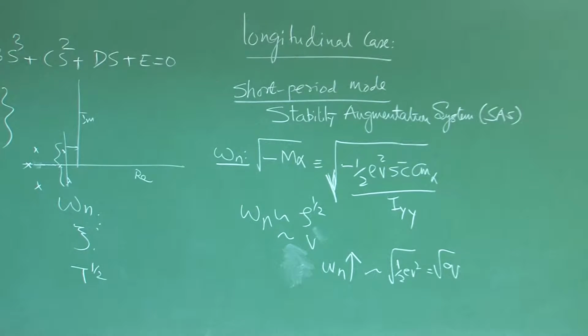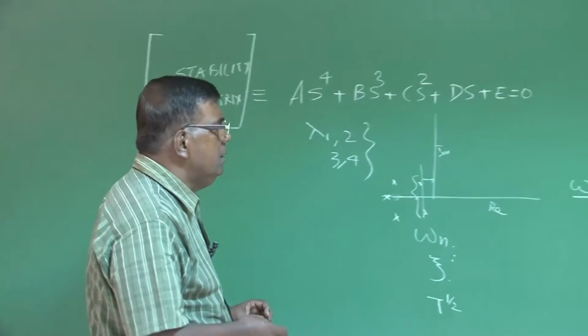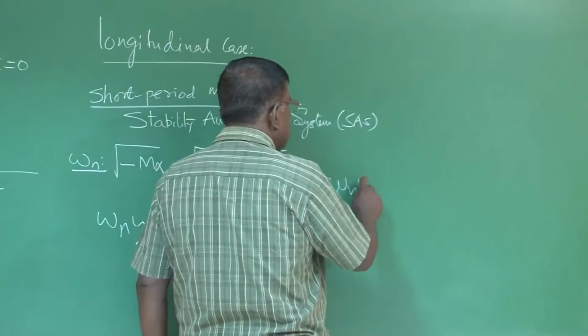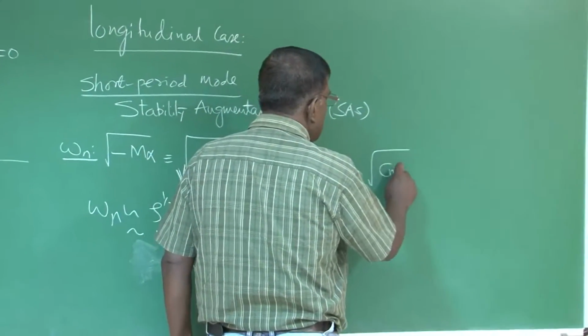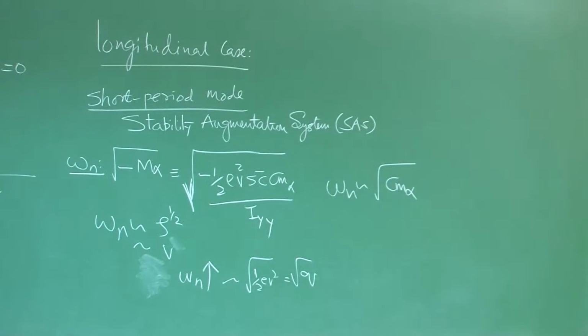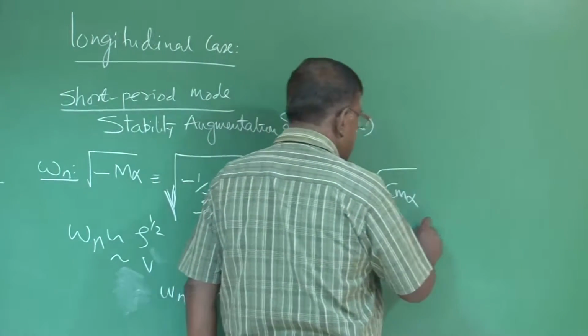That is primarily the environmental condition, right? However, aerodynamically, you could see that omega n changes with Cm alpha. And what is Cm alpha? Cm alpha, if you recall, is a measure of static stability.